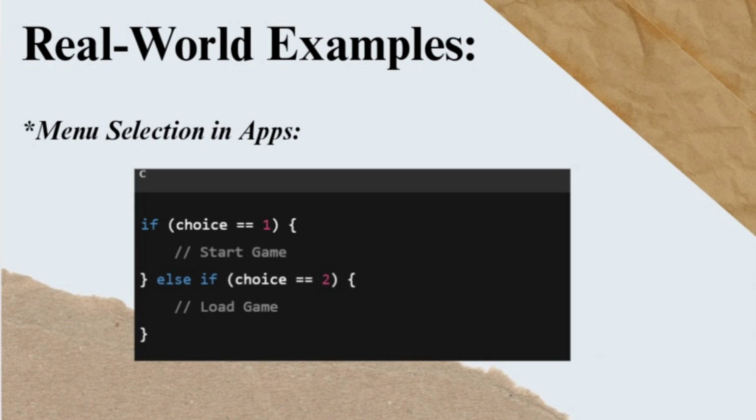So let's go through some real world examples. The first one: menu selection in apps. In many applications, especially games, you often have a menu where the user selects what they want to do. For example, if the user chooses option 1, the program starts a new game. If they choose option 2, it loads a saved game. This is where control flow using if and else if helps guide the program based on user input.